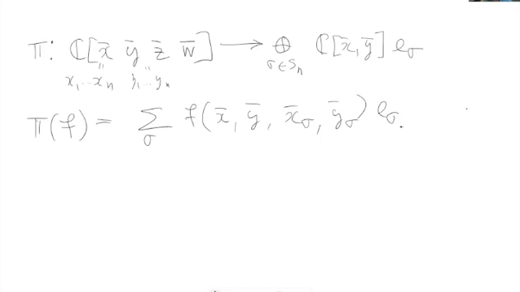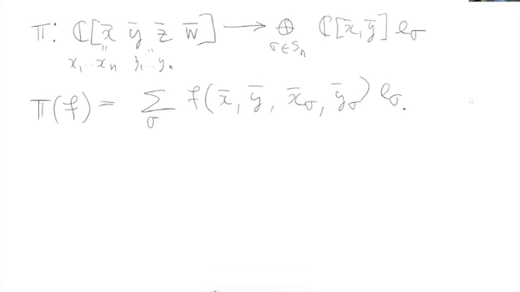So pi is going to take any polynomial in 4n variables, and it's going to send it to the element of this free module where the coefficient in front of a permutation sigma is the result of applying F, first of all, just to X bar and Y bar, but then evaluating the Z and W variables at X bar and Y bar, but then permuting the ordering of those variables according to sigma. Okay, so this is pretty clearly a map of modules over X bar and Y bar.